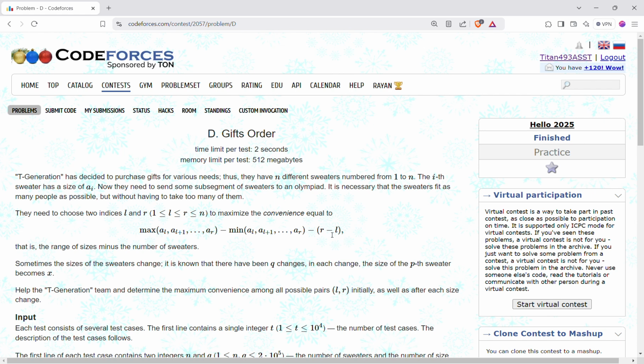Okay, so basically the size of the range is R minus L plus 1. So here they are just taking R minus L. So that is the range of sizes minus the number of sweaters. So number of sweaters minus 1, right?